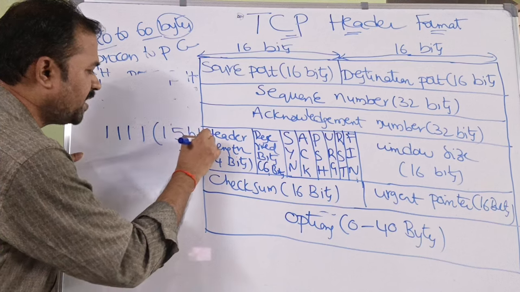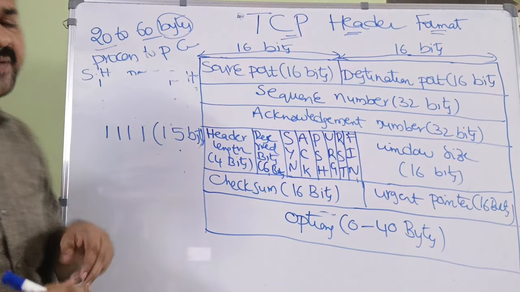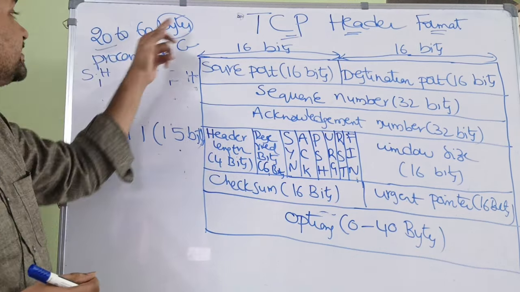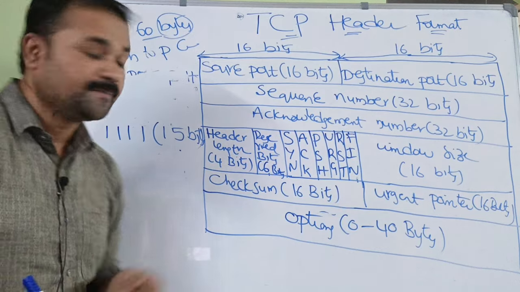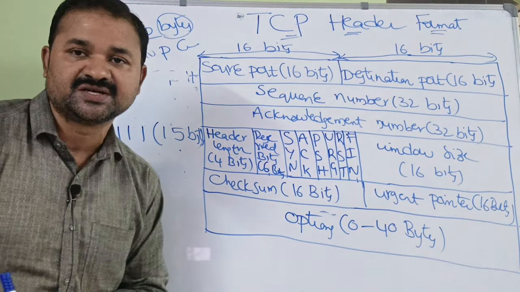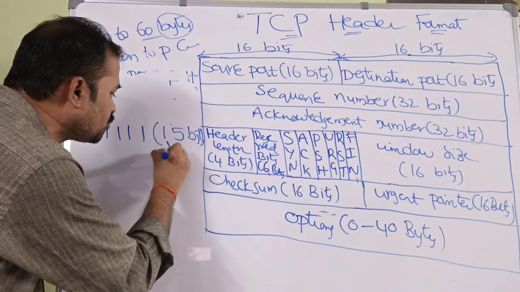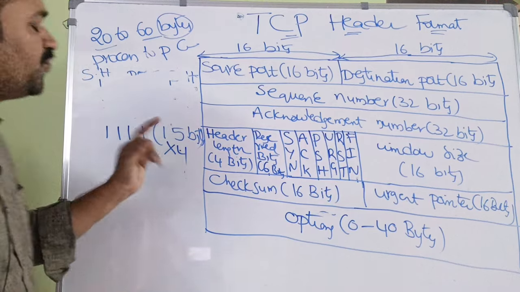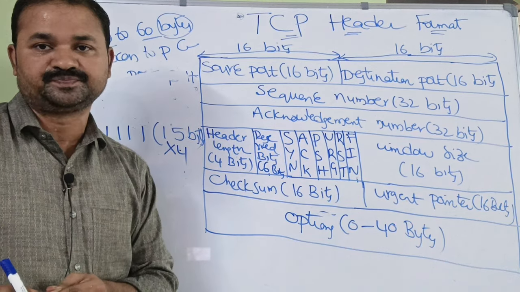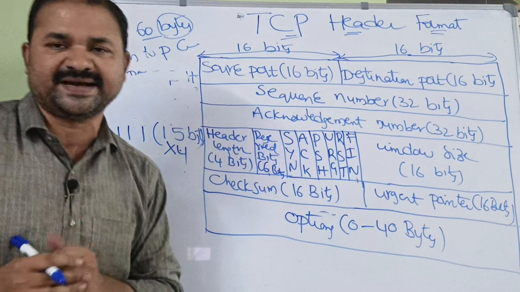15 bits. But what is the size of the TCP header? Here the maximum size is 60 bytes. But here we have 15 bits. So here each unit represents 4 bytes. So 15 into 4 is nothing but 60. Each unit represents 4 bytes.